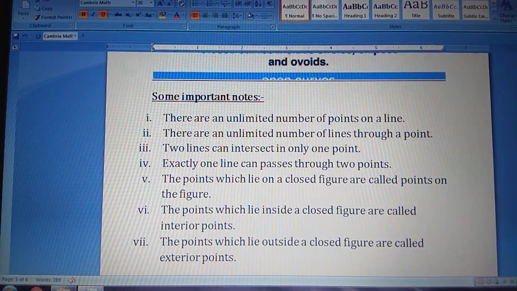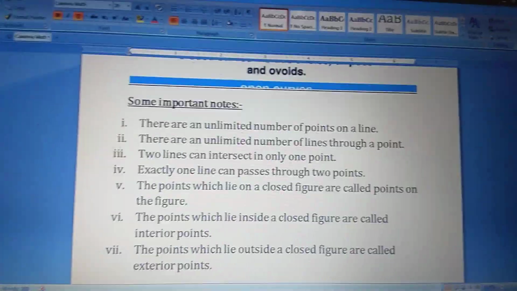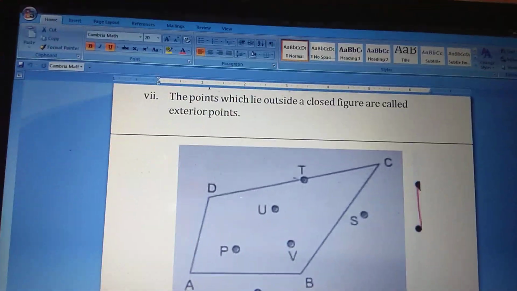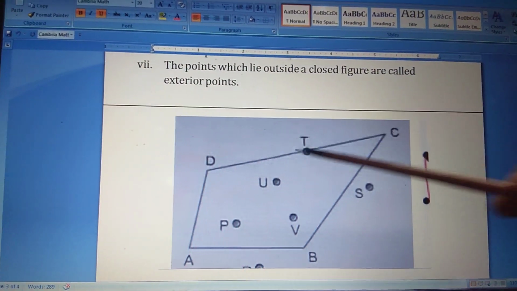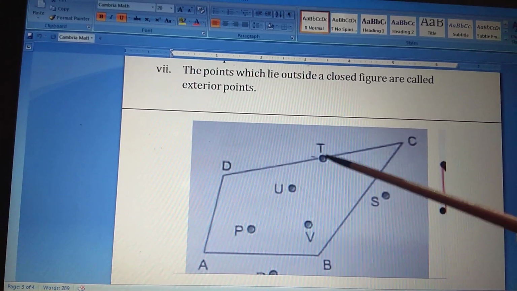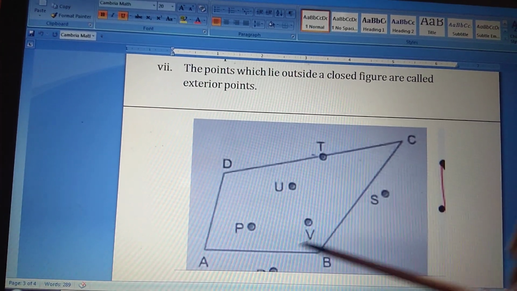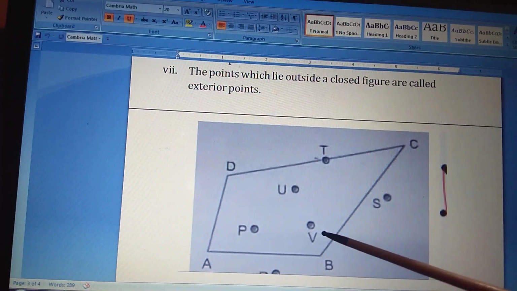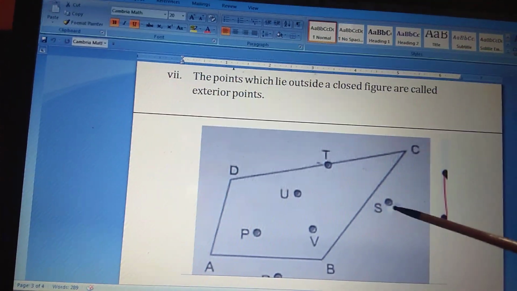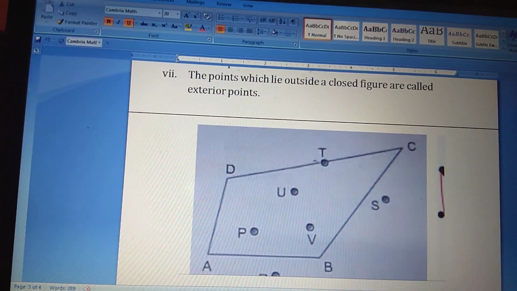Okay. The points which lie on a closed figure are called points on the figure. Now have a look. There is a figure. This is the figure. You can see the point T. The point T is on the figure. So this point T is called point on the figure. Okay. U, P, V are inside the figure. So these points are called interior points. What are they called? Interior points. And S, which is outside the figure, this point is called exterior point.